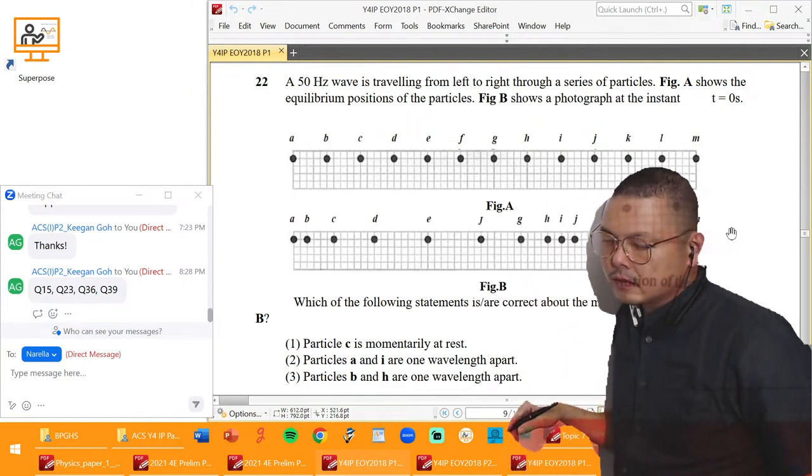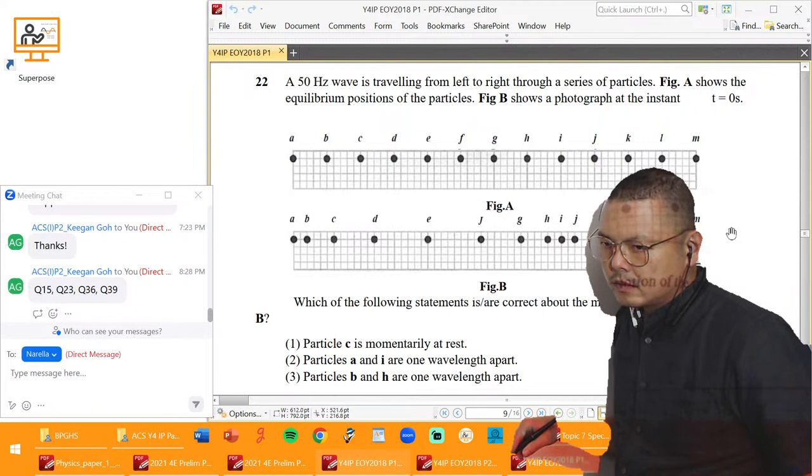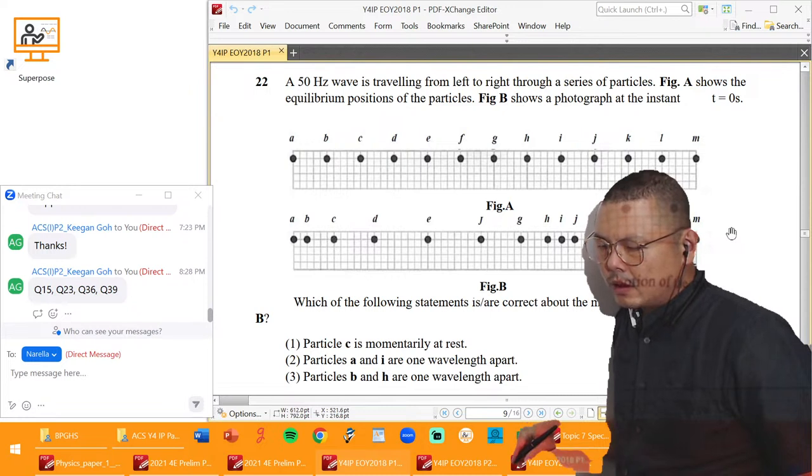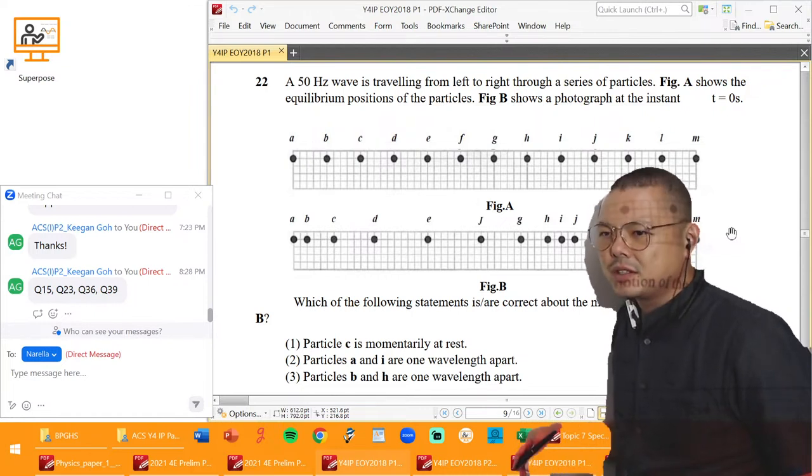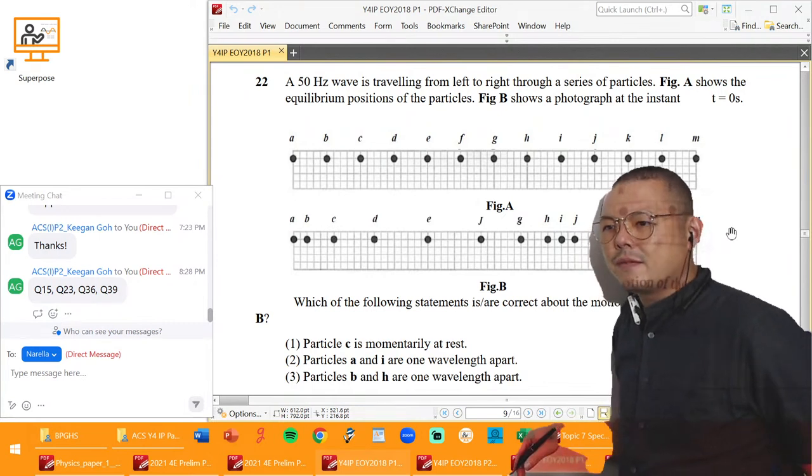I'm a bit confused. Like, C has moved to. Yeah, but how does it show? Because it's the maximum distance. What's the definition of amplitude, bro? Give me the definition in words. What's the definition of amplitude?